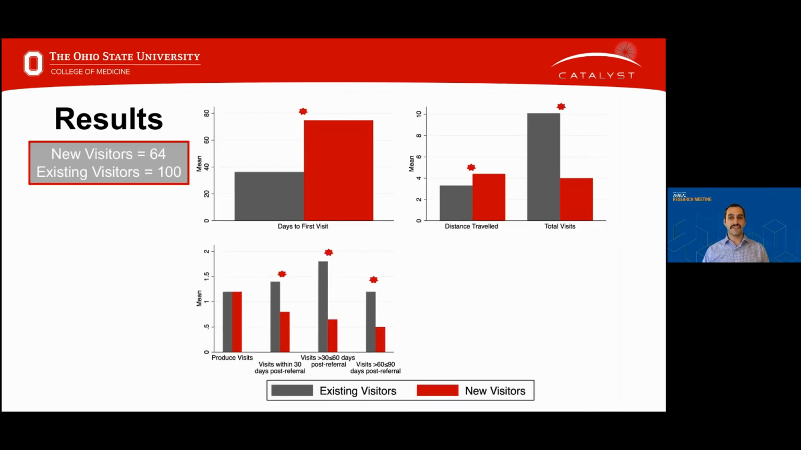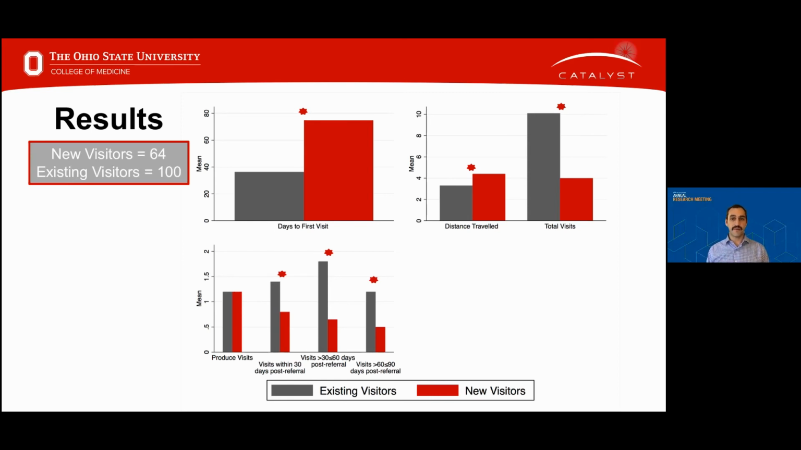In a comparison of utilization between patients that had not previously visited the food pantries to those that were existing food pantry utilizers, we found that new visitors took longer to visit following their referral, traveled further than existing visitors, and had fewer total visits within 90 days following their referral than those that were existing visitors. There was actually, though, no difference in the number of visits that were primarily produce visits, suggesting that patients use the pantries to address their overall food needs rather than just access produce.